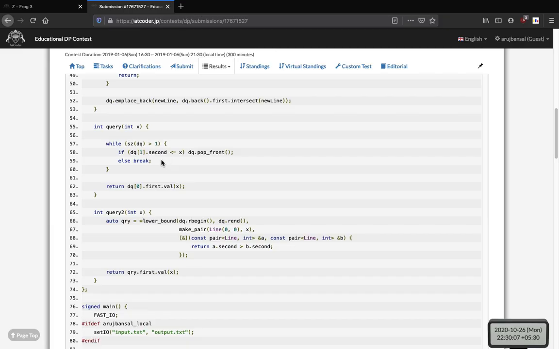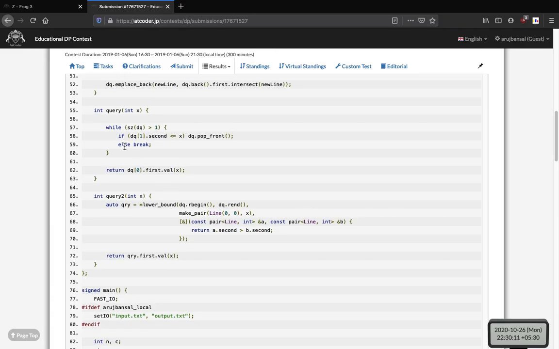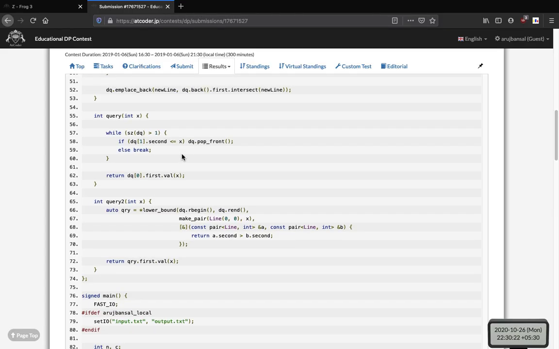But if we have a case when this is not true, then we just break, and now the first line in our deck after this is done is the optimal line. So we evaluate the answer for that line and we simply return that. So this was for case 1.